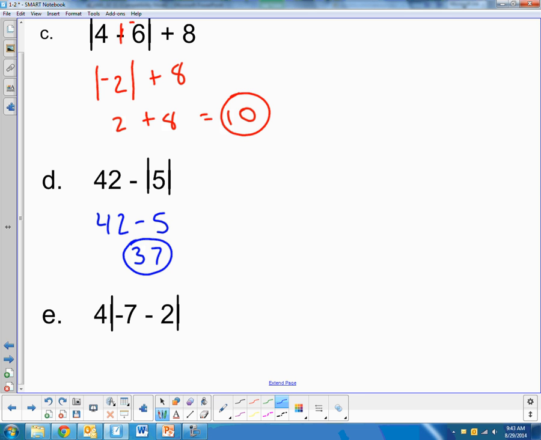Again, it was a bigger number minus a smaller number. I did not really need to do keep, change. I could just subtract. You can use your fingers if you want to do that one. You don't really need to do the keep, change when you have a larger number minus a smaller number.